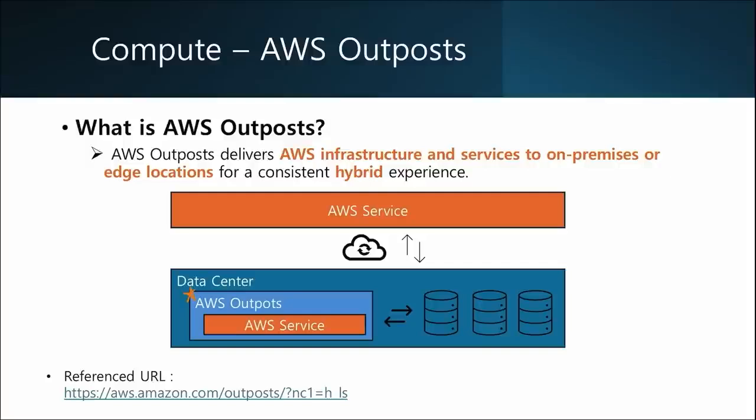By installing it in your data center and connecting it to AWS over the internet, you can use AWS Outposts as AWS New Flexible AZ. These services can be used for services where security is important and data should not be transferred to external servers.